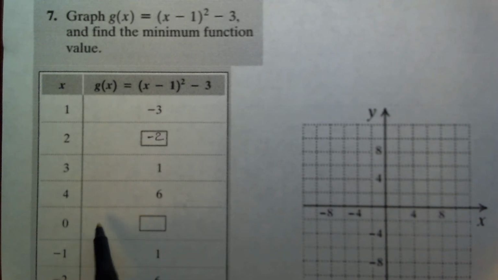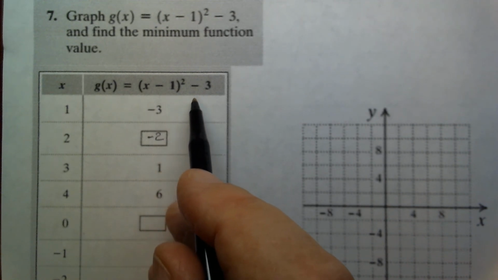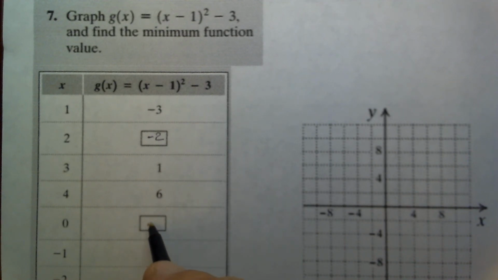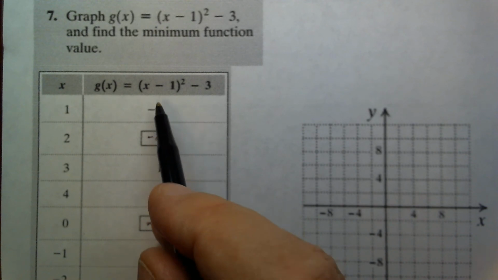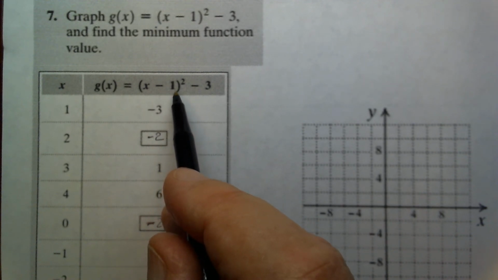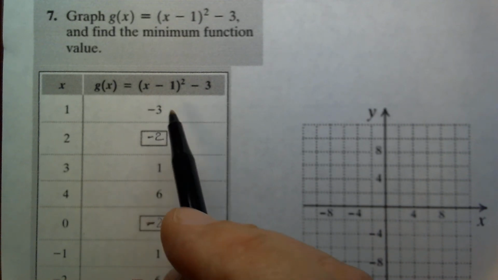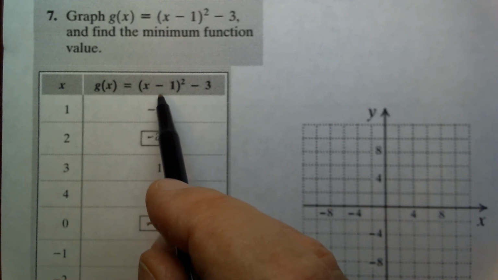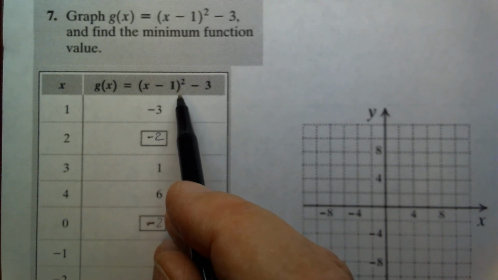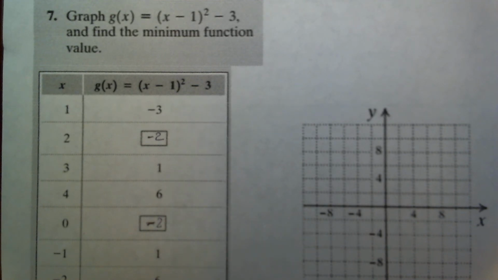And when x equals 0, then minus 1 squared is 1, minus 3 is negative 2. When x equals minus 1, then minus 1 minus 1 is minus 2, minus 2 squared is 4, 4 minus 3 is 1. And when x equals minus 2, we have minus 2 minus 1 is minus 3, squared is 9, and 9 minus 3 is 6.